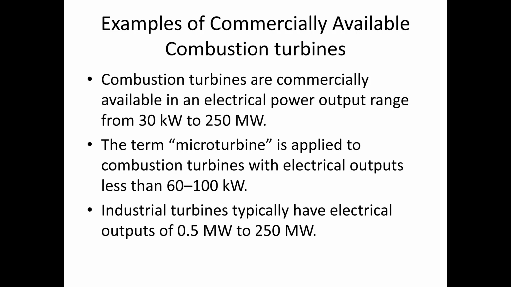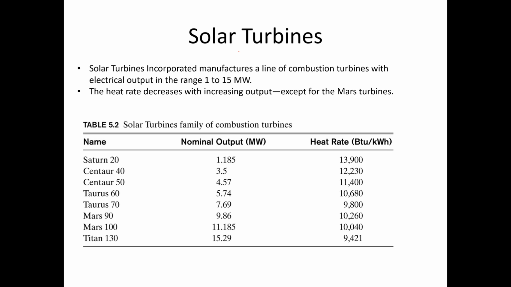Looking at the examples here, combustion turbines are commercially available for electrical power output in a range from 30 kilowatts upwards of 250 megawatts. The term microturbine is applied to combustion turbines with electrical outputs between 60 and 100 kilowatts. Industrial turbines typically have outputs of a half a megawatt up to 250 megawatts. There's a company called Solar Turbines Incorporated. They manufacture a line of combustion turbines that have electrical outputs between 1 and 15 megawatts.